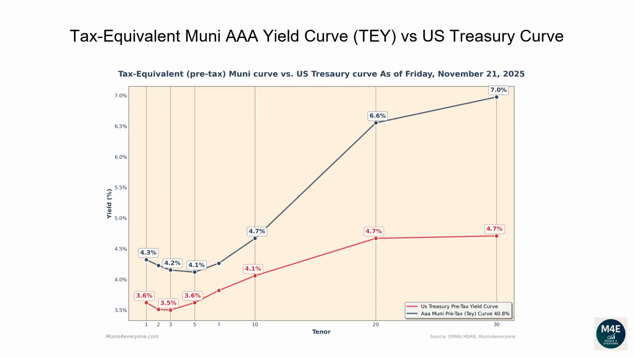For example, if you wanted to buy a 30-year bond, a AAA Muni bond would yield 7.0% compared to a lower yield of 4.7% from a Treasury bond.